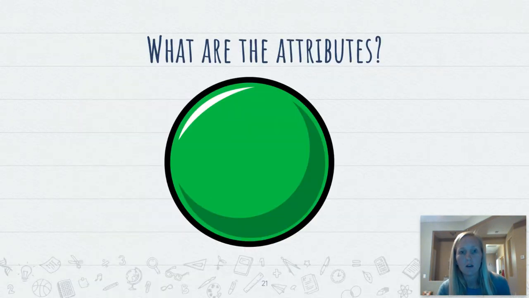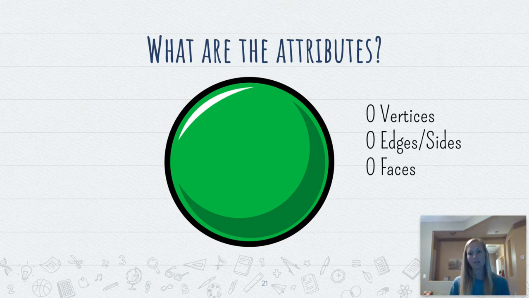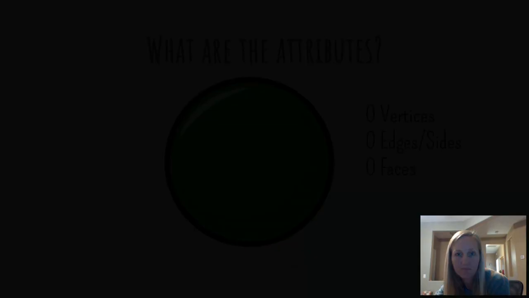Okay. What are the attributes of this sphere? Okay, think. What are the attributes of a sphere? Does it have sides? Does it have vertices? Does it have faces? Zero vertices, zero edges, zero sides, kind of similar to a circle, okay? There's no edges on this, okay? It just keeps going round and round, all right? There's no faces and no edges and no vertices.